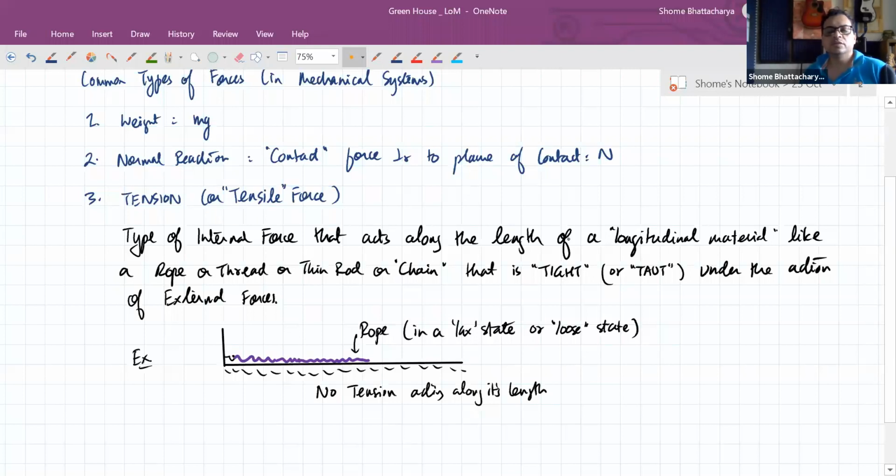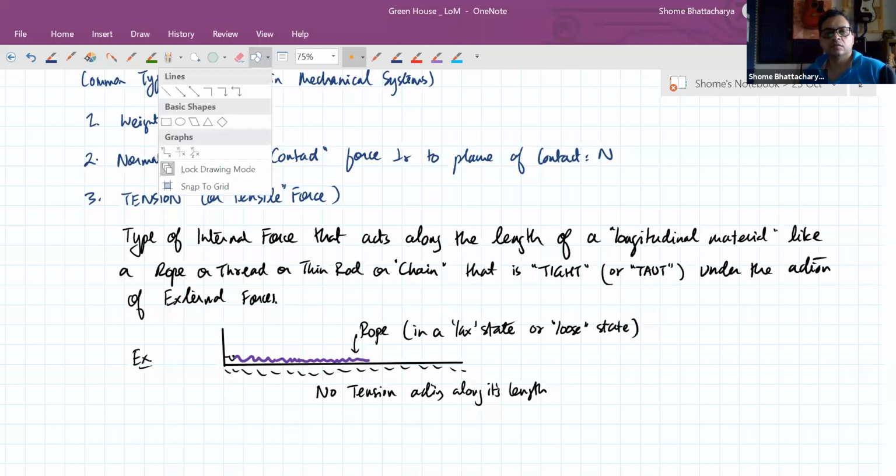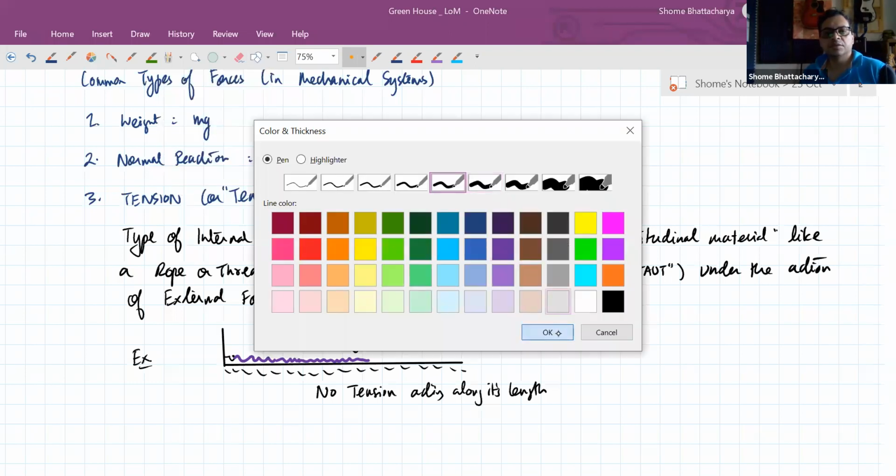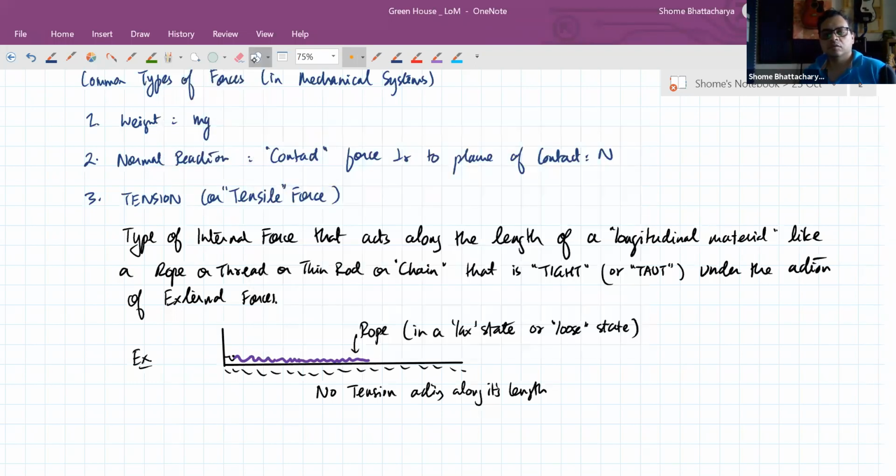But the moment we take it from this state to a state where something like this is happening, we are, let's say, pulling it from the other side. One side, of course, is attached by a hook, but from the other side we are applying some kind of external force on it now, let's say.